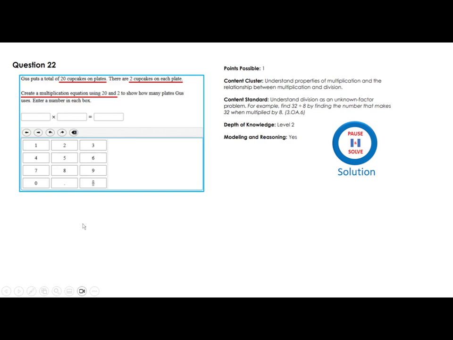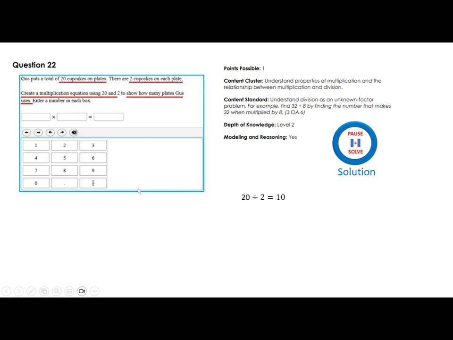So 20 divided by 2 is 10, right? So if I divide 20 by 2, I get 10, which is, there are 2 cupcakes in each plate. That's 10 plates, right? That's 10 plates, but they don't want a division here.